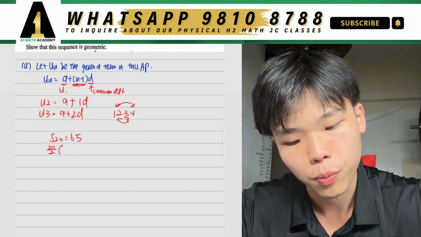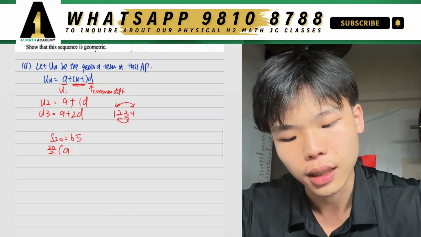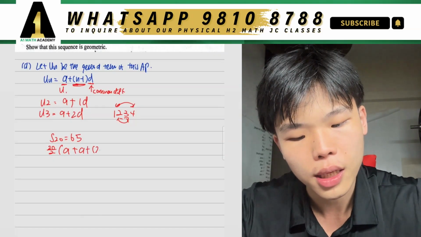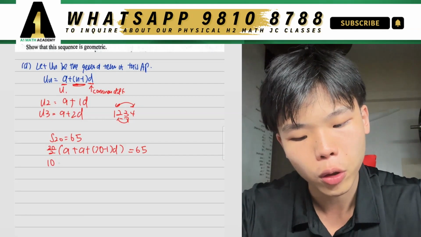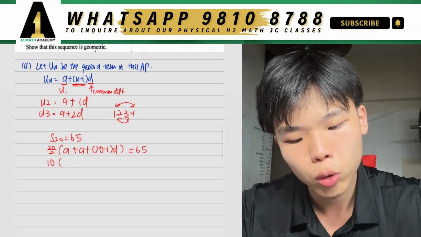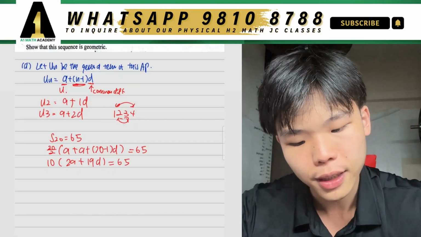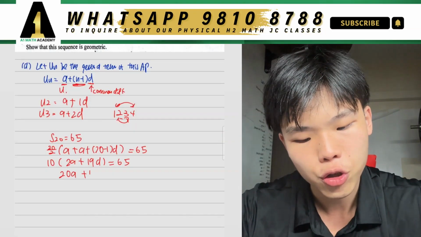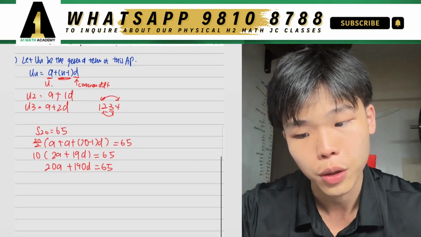Now the first term would be a plus, now what's the last term going to be? The last term is going to be a plus (20 minus 1)d over here, and this will give us 65. So if we expand out the whole thing, we get 10 bracket 2a plus 19d gives us 65. If we expand this, we get 20a plus 190d equals 65. So actually this is the first equation that we can use.